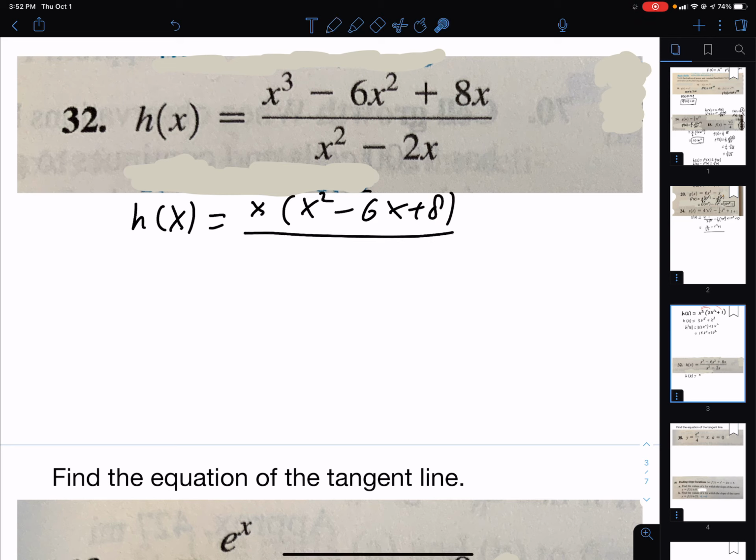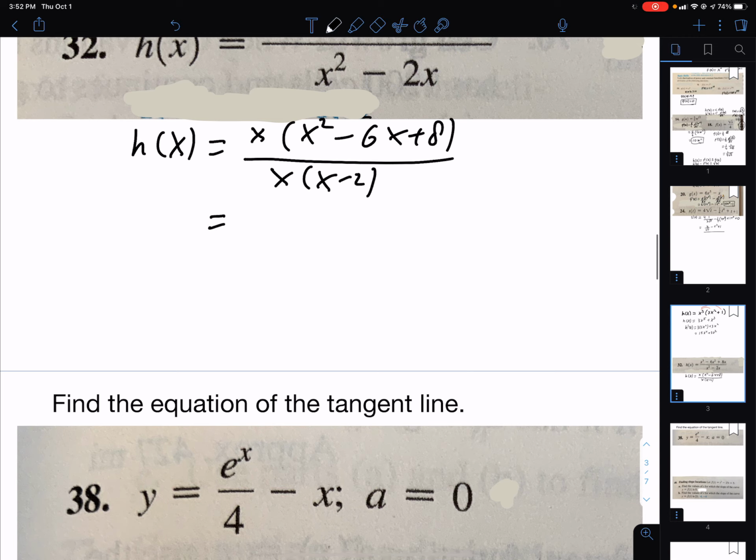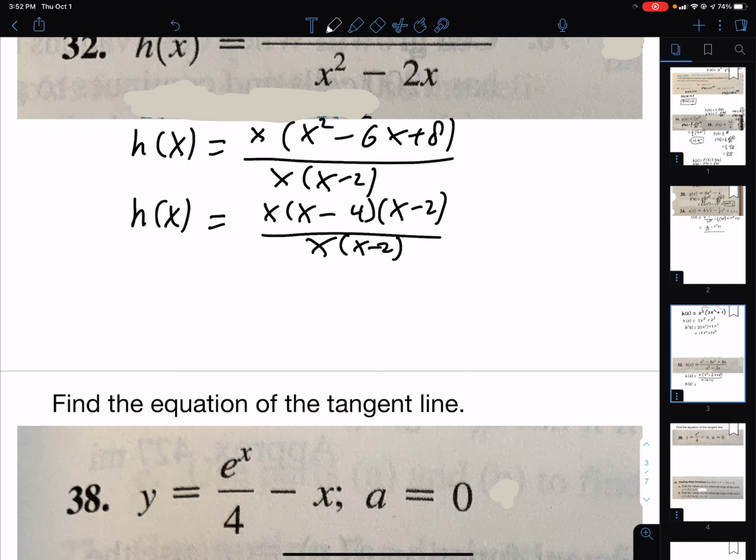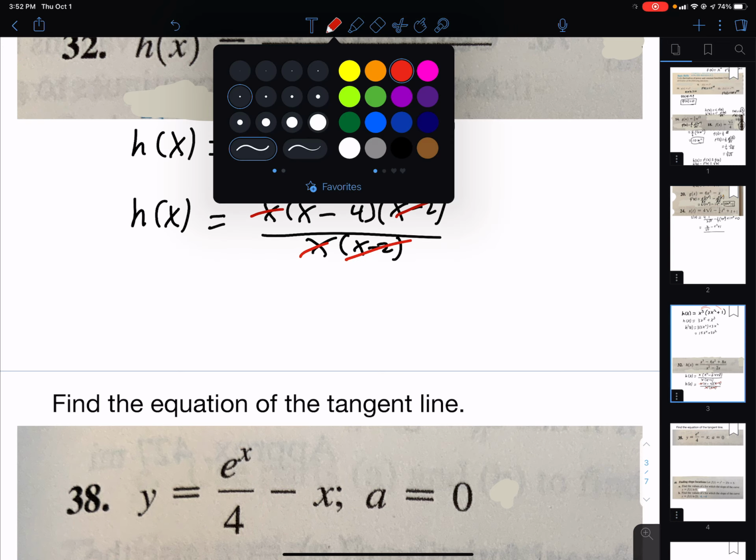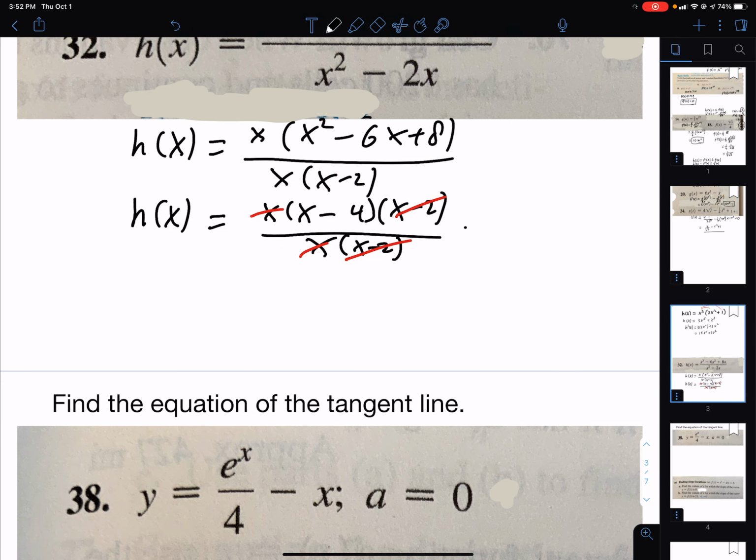On the bottom, there's a common factor of x. So I'm going to take that out and I'm left with that. Now the next step, I'm going to rewrite h of x one more time. This is factorable. That factors to x minus 4, x minus 2, and on the bottom we have that. And you will now be excited because the x minus 2's cancel and the x's cancel. And so we are left with just this.